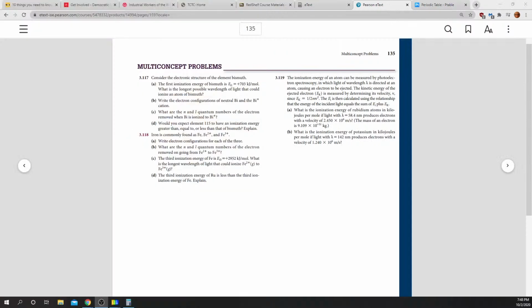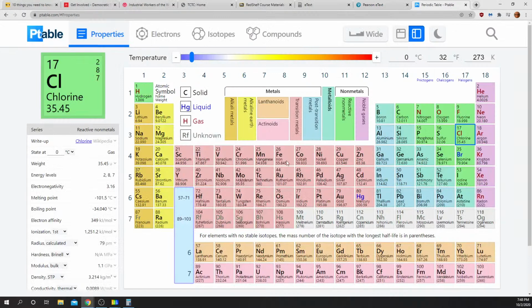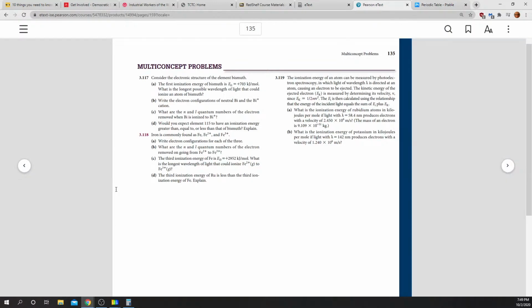Okay, finally, last problem of the evening. The third ionization energy of ruthenium is less than the third ionization energy of iron. So ruthenium is directly below iron, so there is no mystery there. It is easier to remove an electron when you're removing it from a higher energy level. The electron is just further away, whether you're talking about the outermost valence electron or the other electrons, so they're going to be easier to remove. Just really straightforward, really simple.